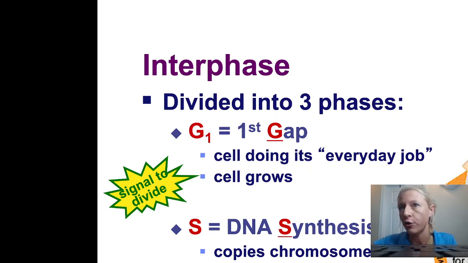And then we enter mitosis itself, which again is part of the cell cycle, but it's divided up into 4 phases: prophase, metaphase, anaphase, and telophase, or PMAT.